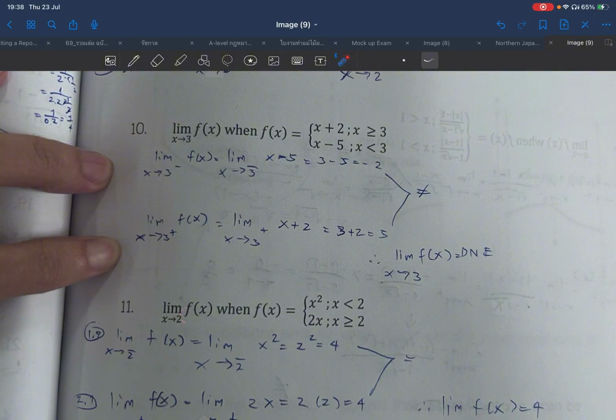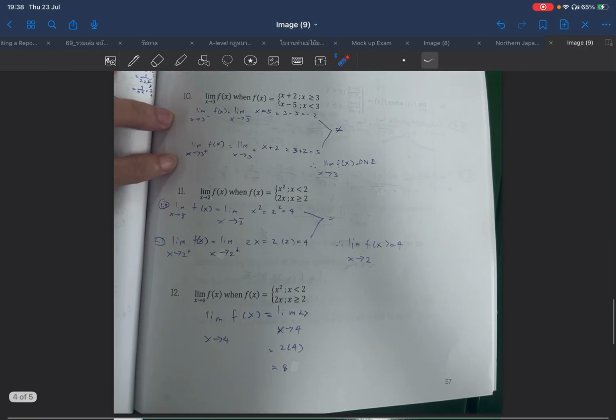For the right-hand limit, substitute x equals 3 into x plus 2 to get 3 plus 2, and that will give us 5. And again, since these two are not the same value, the limit does not exist.